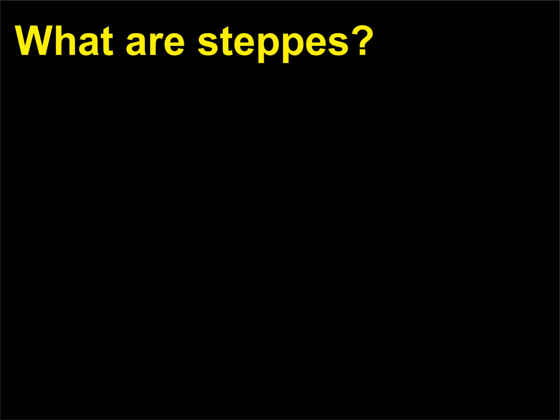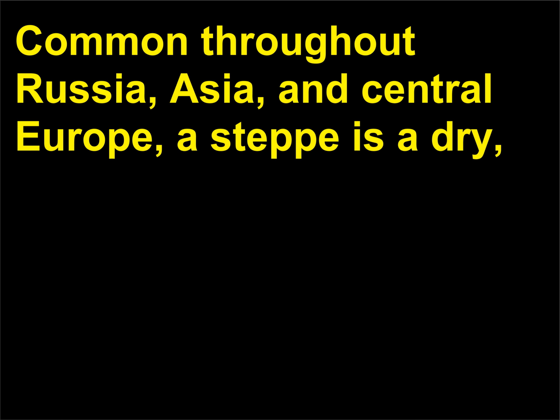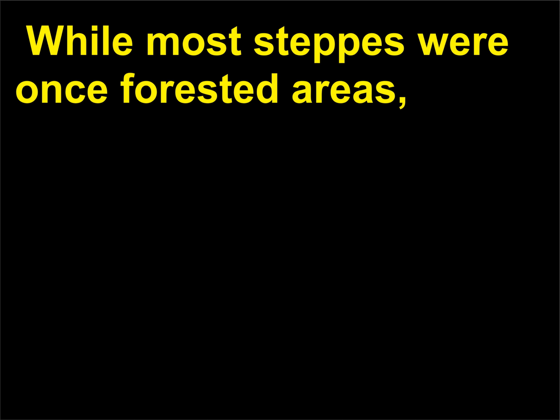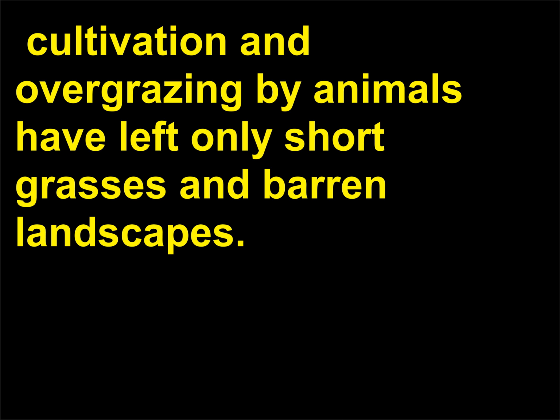What are steppes? Common throughout Russia, Asia, and Central Europe, a steppe is a dry, short grass plain that can be flat or hilly. While most steppes were once forested areas, cultivation and overgrazing by animals have left only short grasses and barren landscapes.